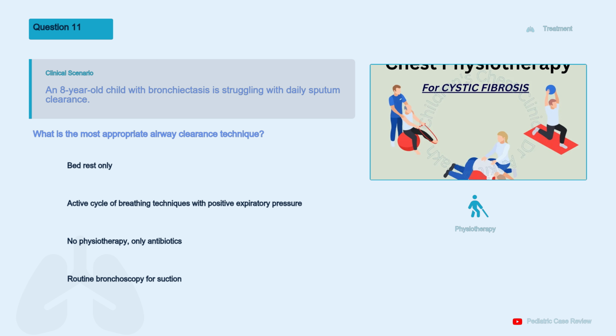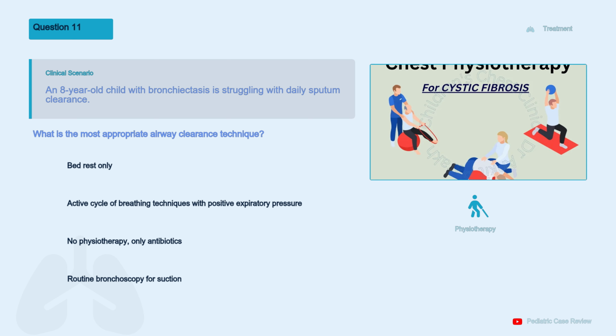Question 11. An 8-year-old child with bronchiectasis is struggling with daily sputum clearance despite good medication compliance. What is the most appropriate airway clearance technique for this age group? Option A, bed rest only. Option B, active cycle of breathing techniques with positive expiratory pressure devices. Option C, no physiotherapy, rely only on antibiotics. Option D, routine bronchoscopy for suction.